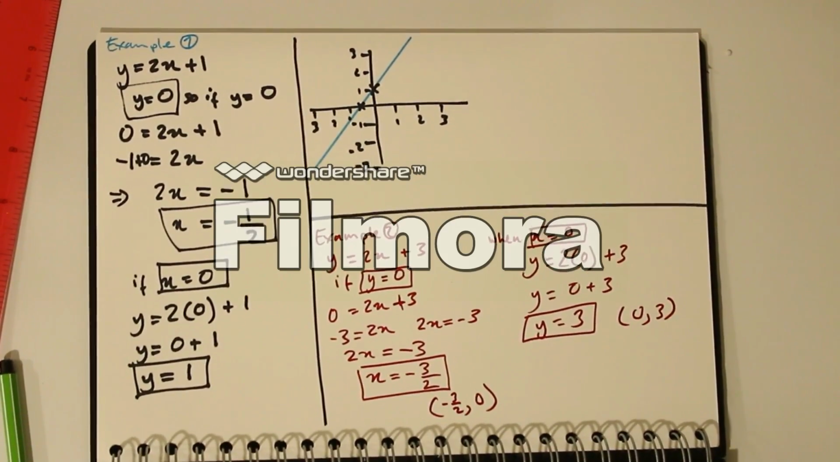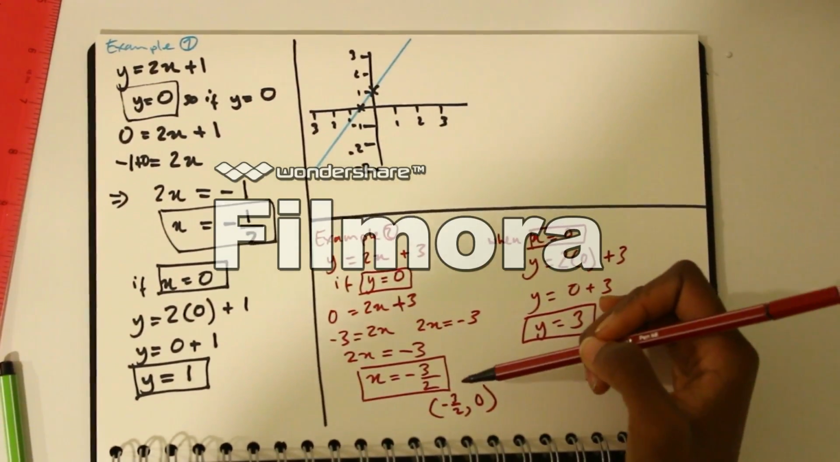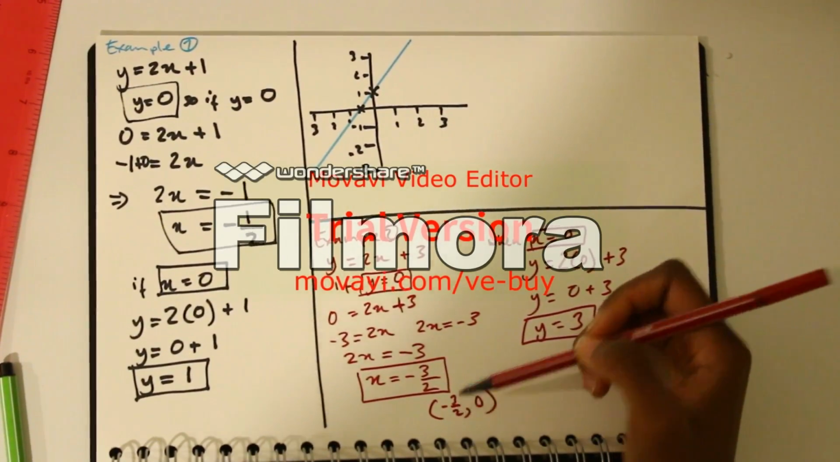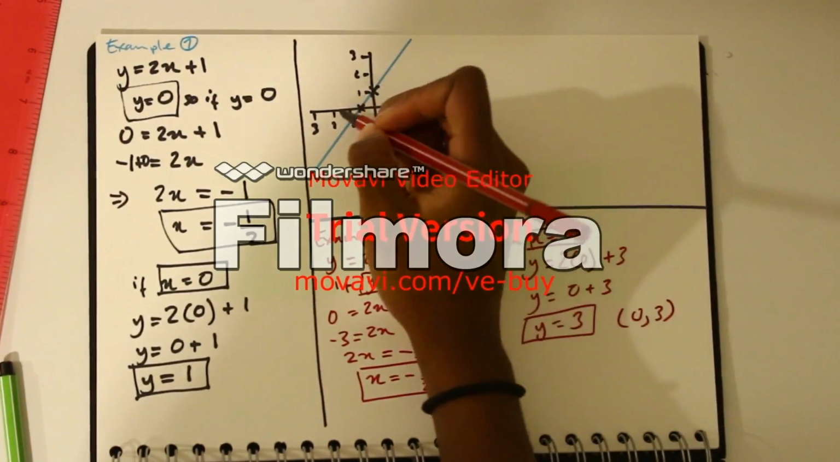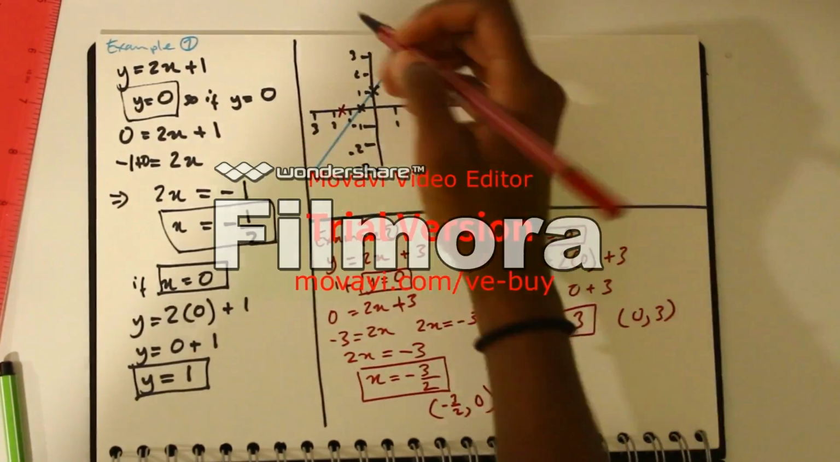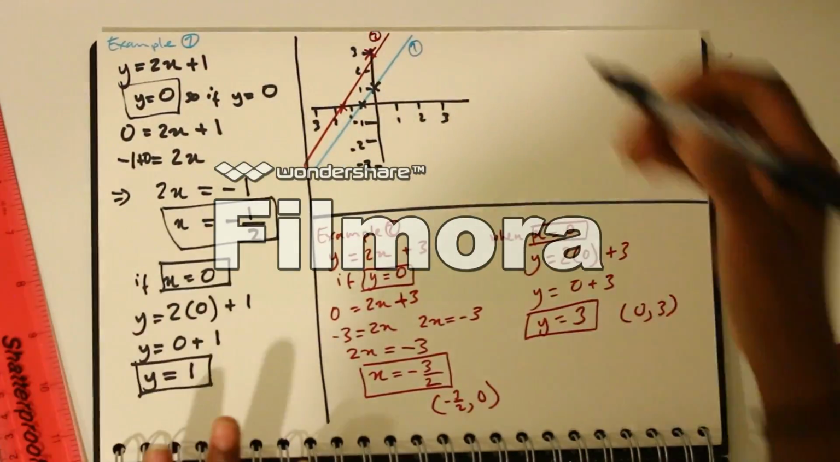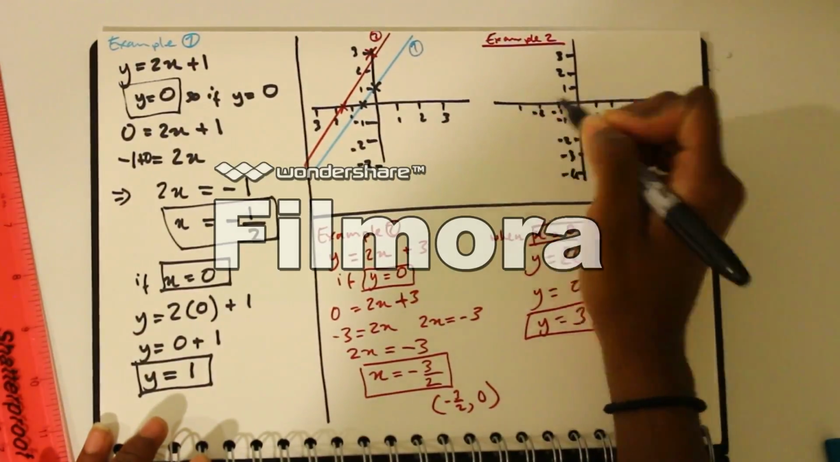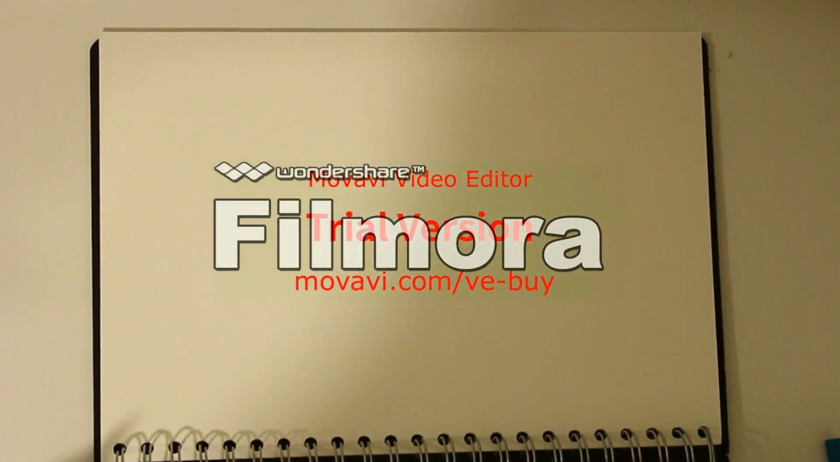I ended up plotting example 2 on the same graph as example 1, but I thought that you couldn't see it very well, so I ended up plotting a different graph. I apologize if the camera is moving. So we plot that there. Quickly drawing a different graph so you can see it more clearly.